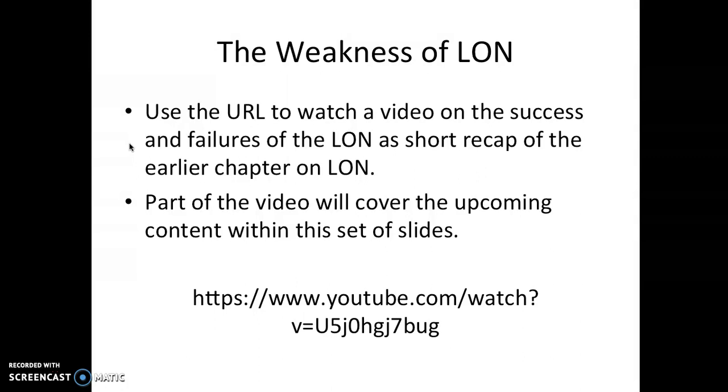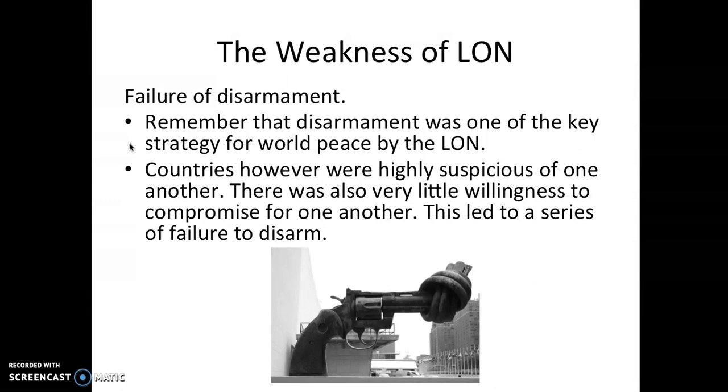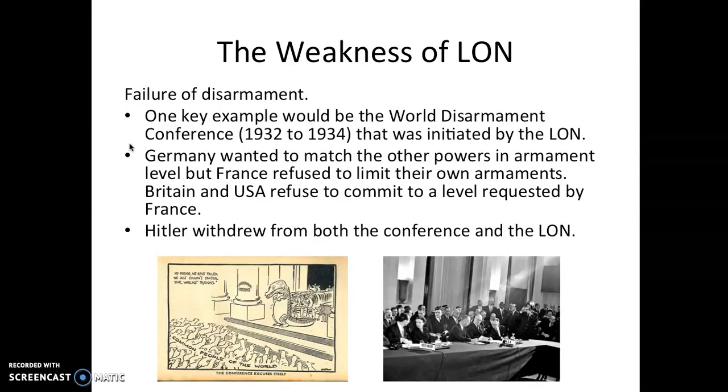You should already know why the LN was weak from the previous chapter. Basically, to recap, it failed to disarm because countries were still highly suspicious of one another. There was very little willingness to compromise for one another, leading to the failure to disarm. Famous example would be again the Geneva or World Disarmament Conference. Germany wanted to match the other powers in the armament level. France refused to limit their own armament. Britain and USA refused to commit to the level requested by France. Hitler withdrew from both the conference and LN.